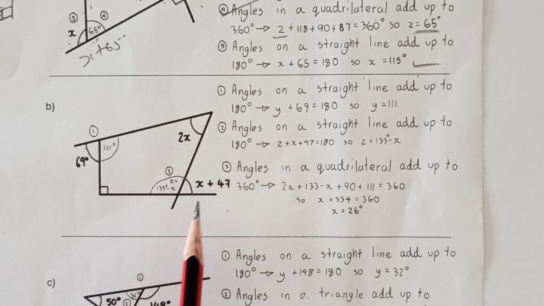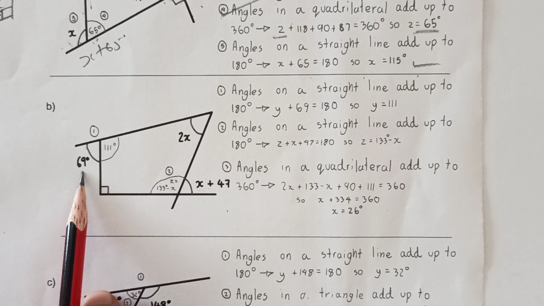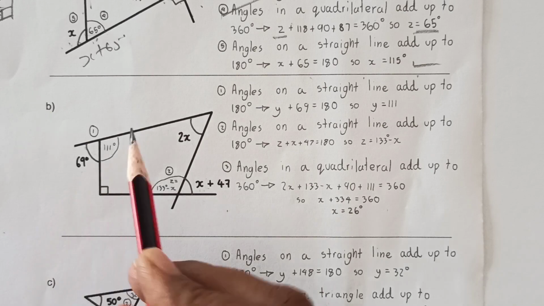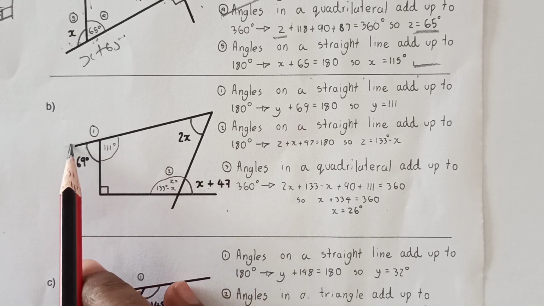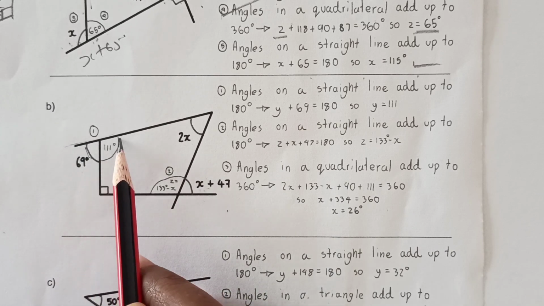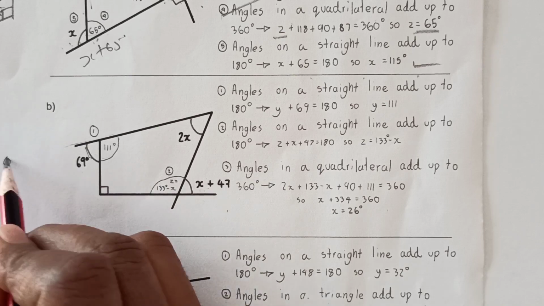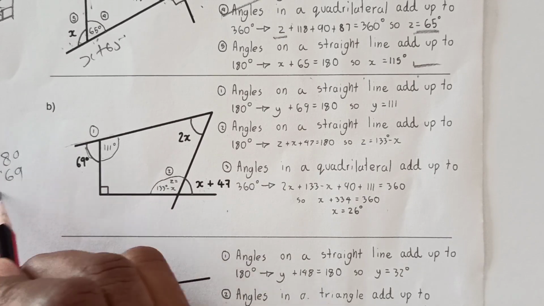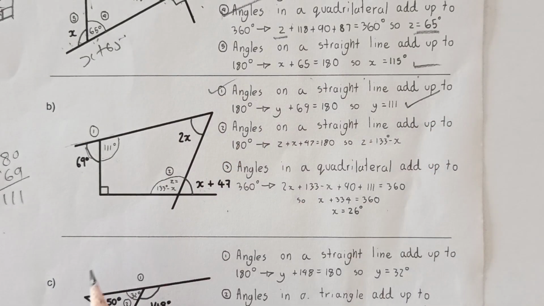You see there is no parallel line here, so we have one angle given here, 69. For the first step, angles on a straight line add up to 180. So this angle and this angle make 180. So 180 minus 69 is 111. So we got this angle, 111, here. That is the first step.